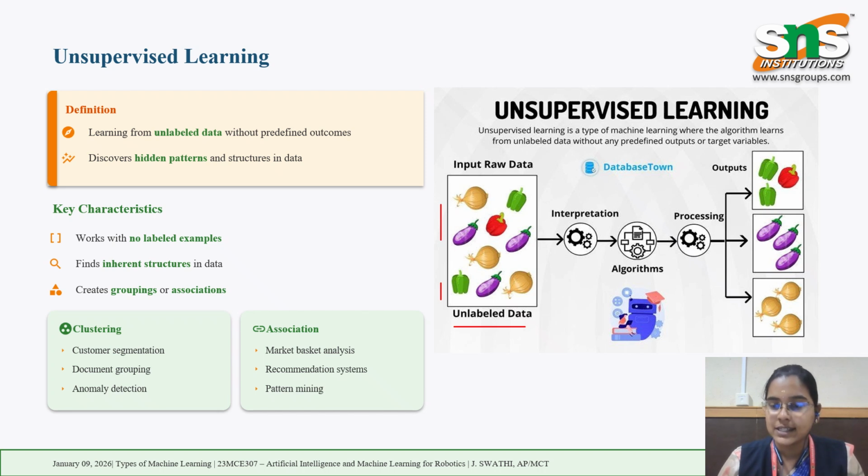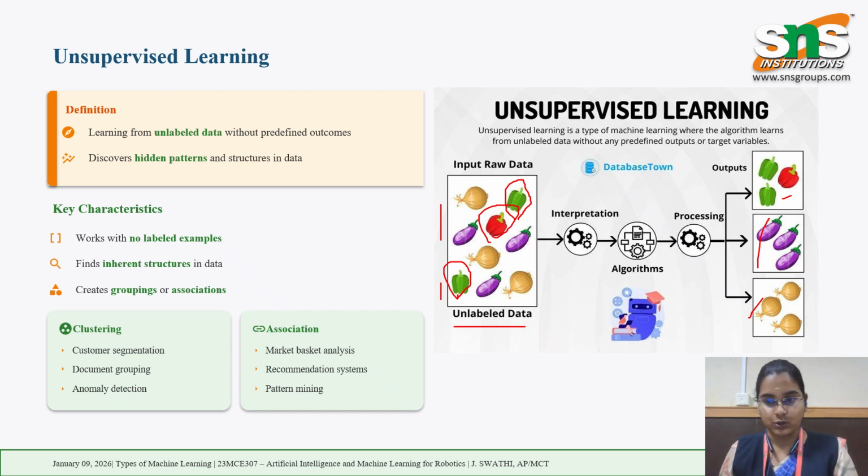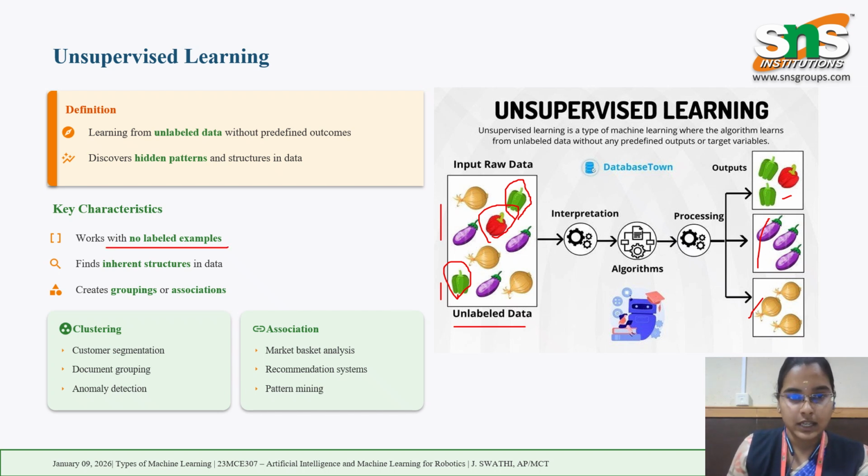Now what it does is, it doesn't have any names or any predictions. Automatically it goes for pattern recognition and categorizes the similar data into clusters. You can see brinjal in one group, onion in one group, and capsicum in one group. You can ask me a question: why are the red and green capsicum given in one cluster? Because it looks for the pattern, and if they look similar, it categorizes them into one group. So it uses no labeled examples.